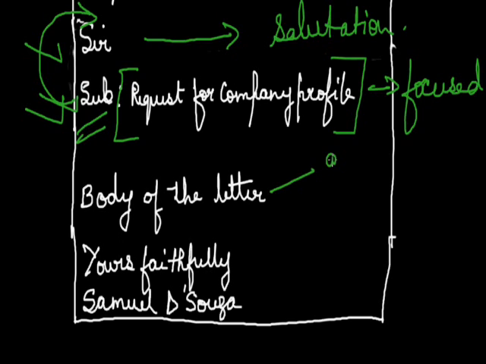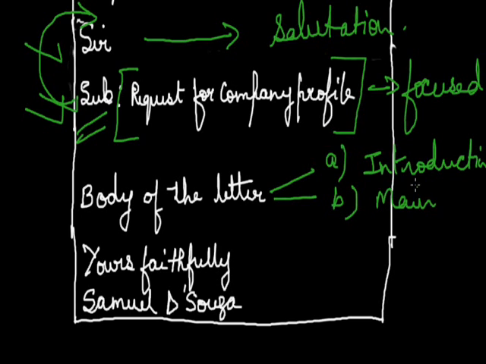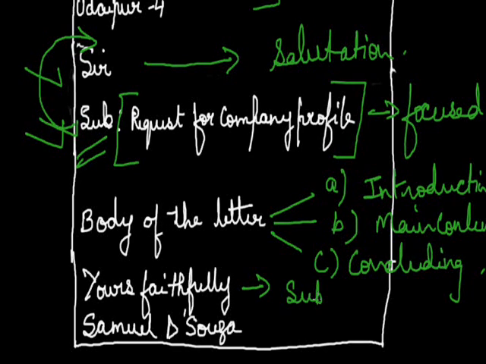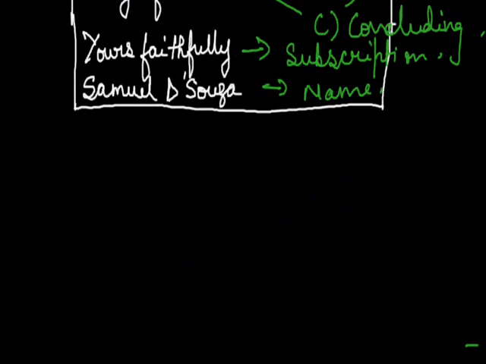Now the body of the letter can be divided into three parts when you're writing it. First is the introduction, or the introductory part of the letter. Second is the main content, that is, for what purpose we have written the letter. And the third is the concluding part. And then you are supposed to write your subscription, and then the name of the writer, the person who is writing the letter.